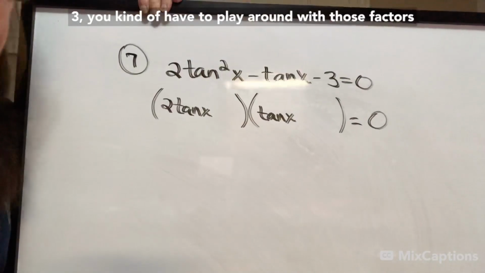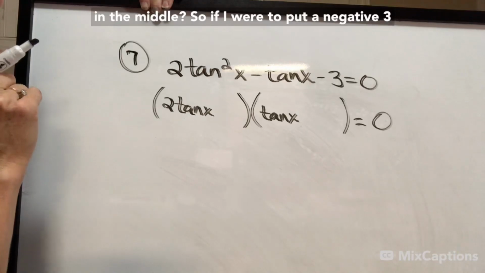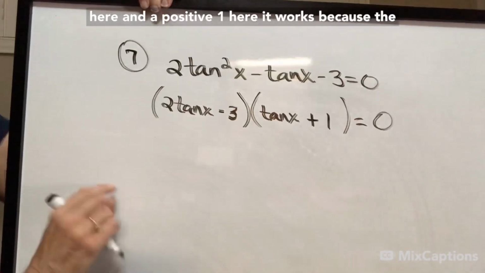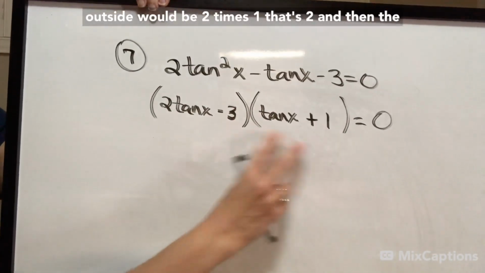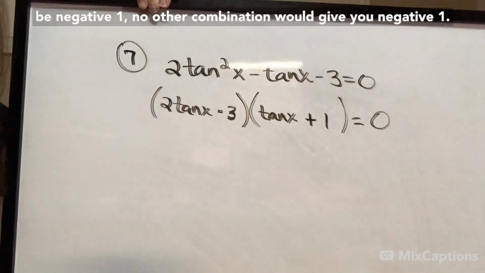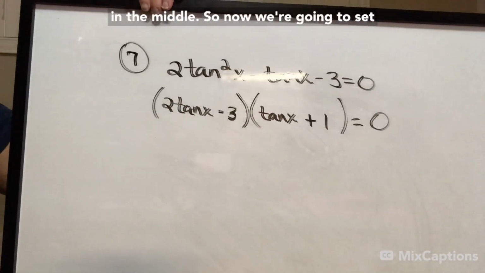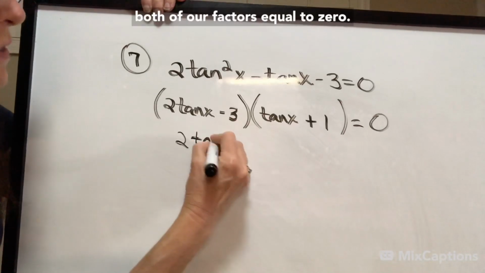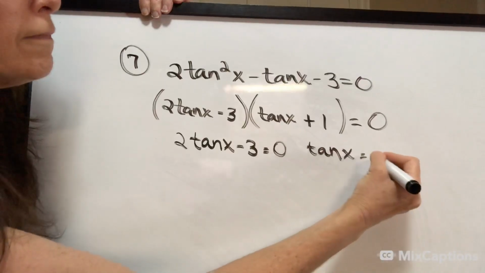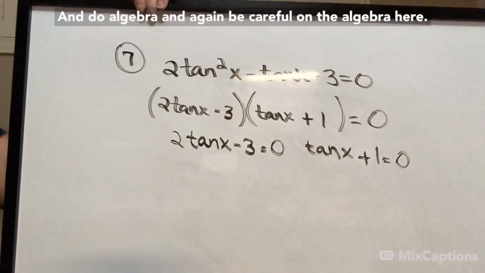You kind of have to play around with those factors and think, how are you going to get -1 in the middle? So if I were to put a -3 here and a +1 here, it works because the outside would be 2 times 1, that's 2, and then the inside would be -3, so 2 minus 3 would be -1. No other combination would give you -1 in the middle. So now we're going to set both of our factors equal to 0. And do algebra. And again, be careful on the algebra.